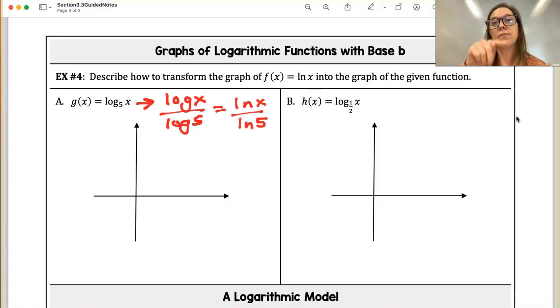So now I need to recreate this function as an actual function with natural logs. So I need to figure out what that a is, what that initial number is.